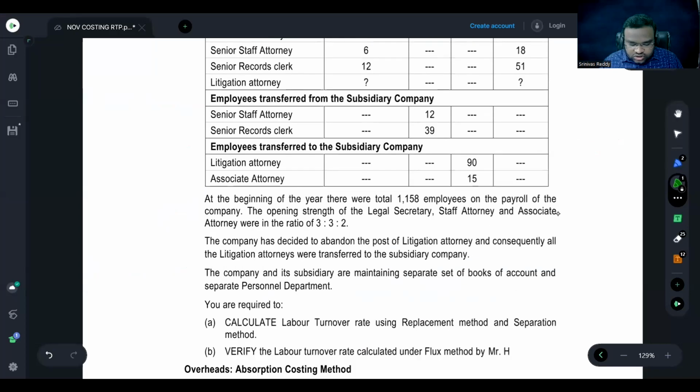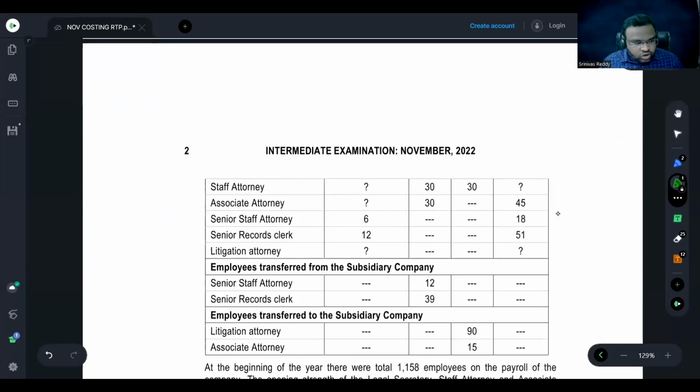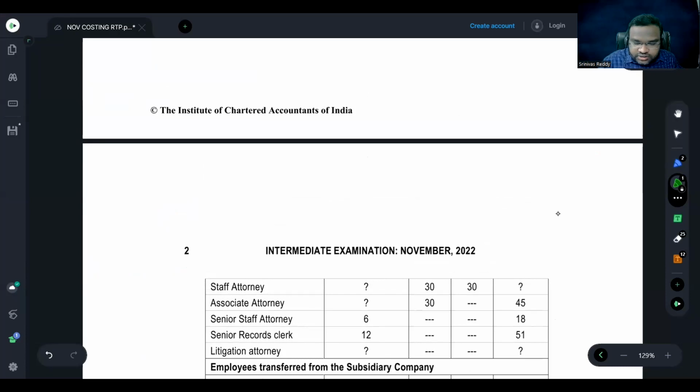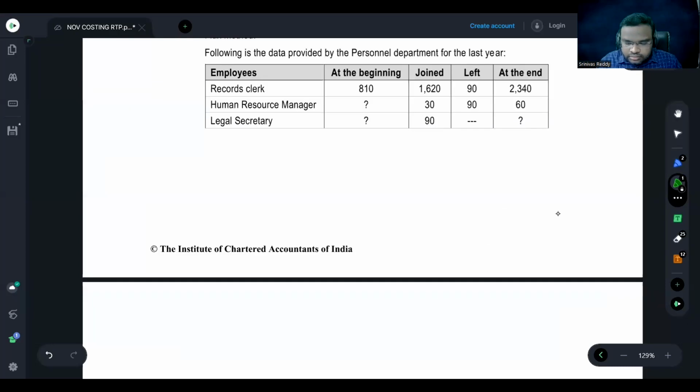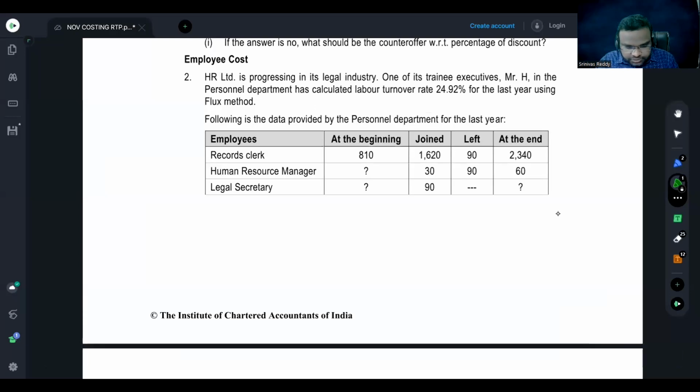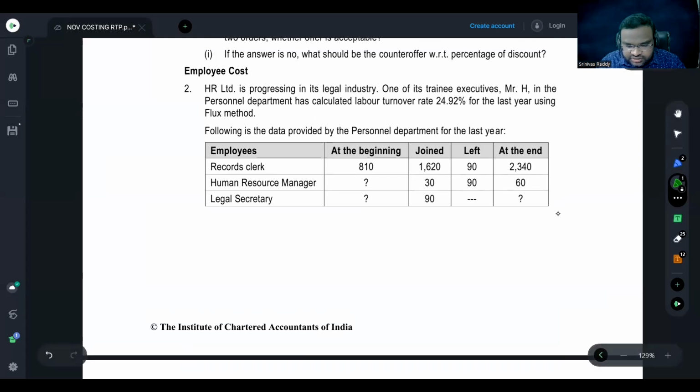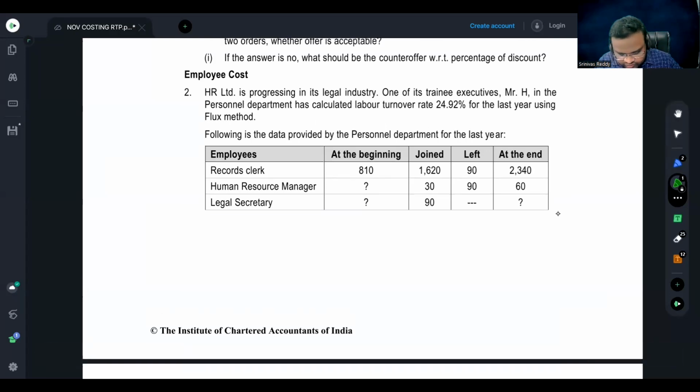Employees cost. So let us go to the second question. Right, student, let us go to question number 2. HR Limited is progressing in its legal industry. Maybe this is a new question which we have not covered in our material, but conceptually we are comfortable. The question they've asked is good, but let us revise it.